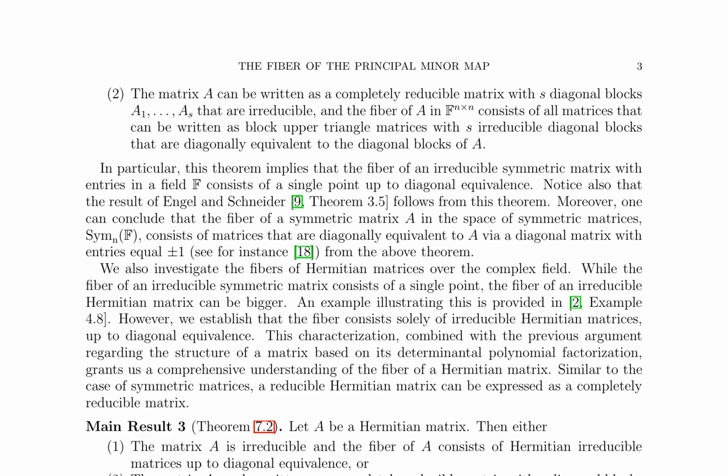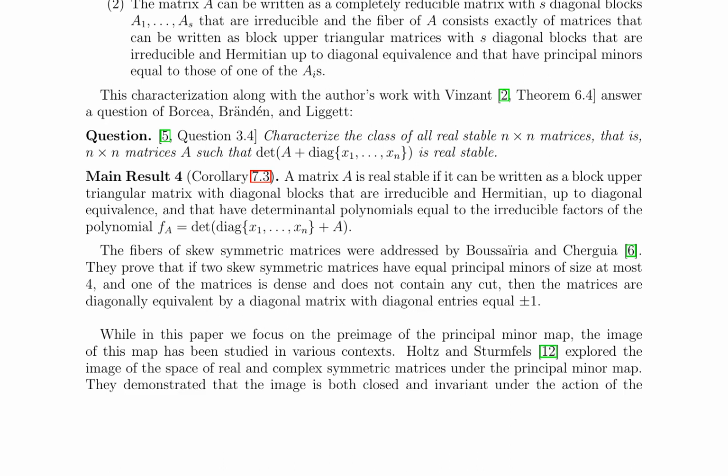It begins by describing how a matrix can be written as a completely reducible matrix with diagonal blocks, and its fiber consists of matrices that can be written as block upper triangular matrices with irreducible diagonal blocks. This leads to the characterization of the fiber of an irreducible symmetric matrix, which consists of a single point up to diagonal equivalence. The paper then extends this to Hermitian matrices, showing that the fiber of an irreducible Hermitian matrix can be bigger but still consists solely of irreducible Hermitian matrices.